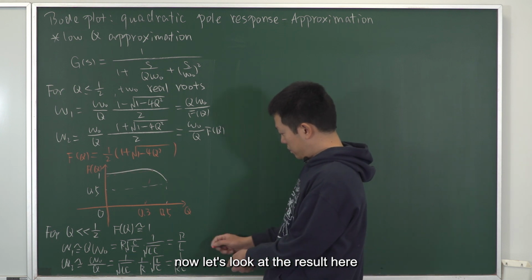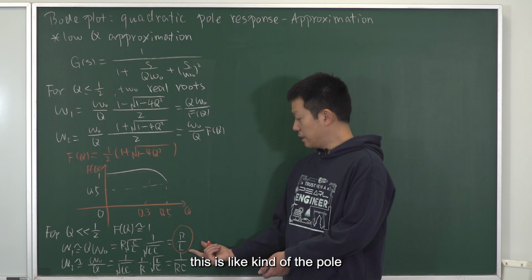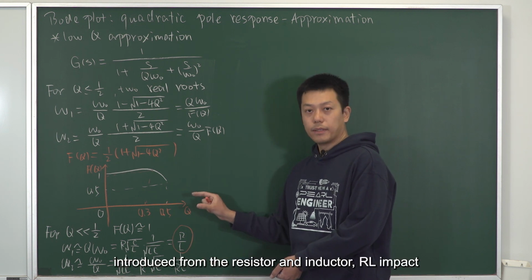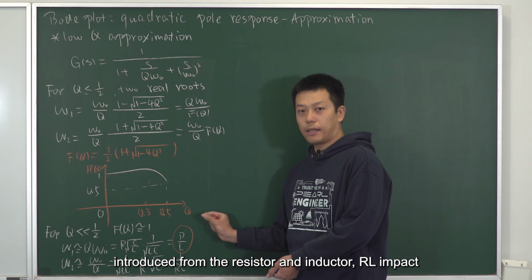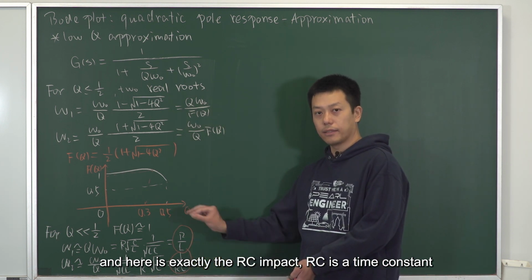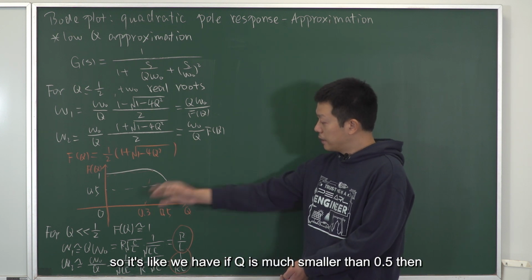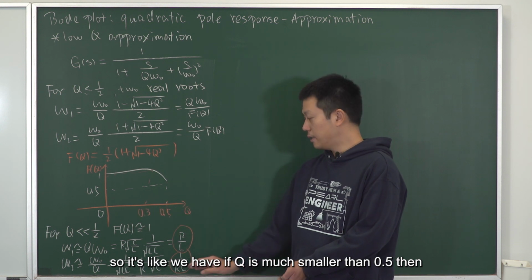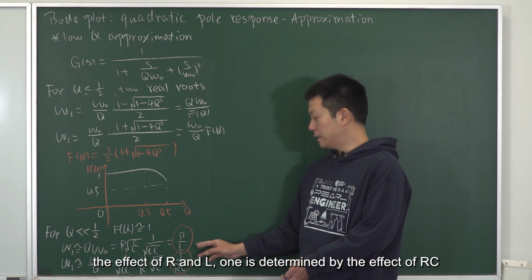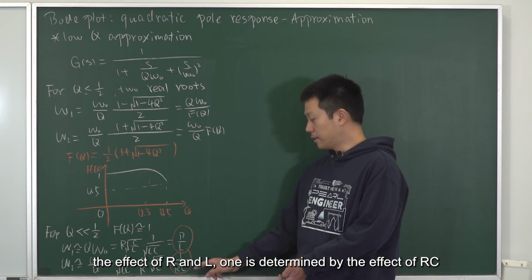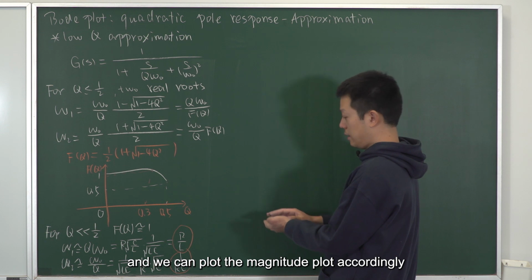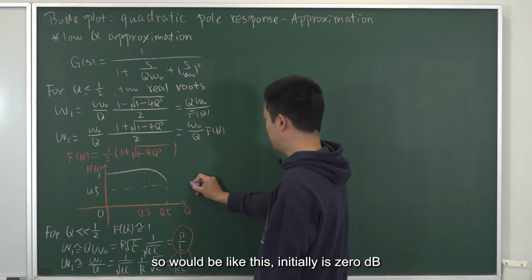Now let's look at the result here. This is the pole introduced from the resistor and the inductor, the RL impact. And here is exactly the RC impact. RC is the time constant. So if Q is much smaller than 0.5, it's like we have two separate real poles. One pole is determined by the effect of R and L, and one is determined by the effect of RC. And we can plot the magnitude plot accordingly.